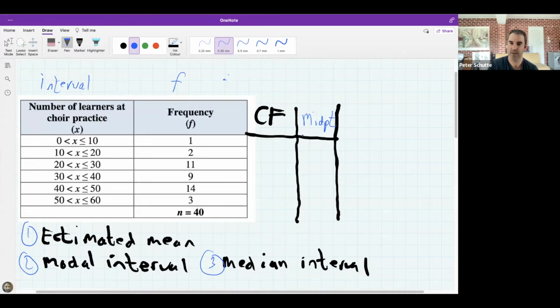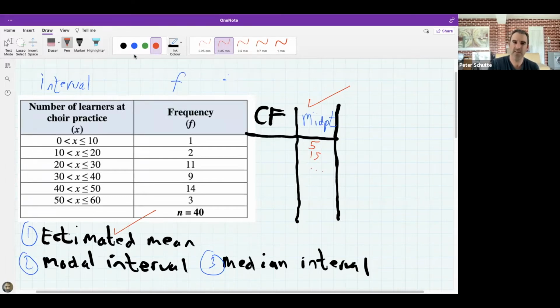Any ideas? You're absolutely right. It's the estimated mean. So calculating the midpoint is very helpful when you're doing the estimated mean. An example of finding the midpoint would just be what's halfway between 0 and 10. You just go 0 plus 10 divided by 2, and the midpoint would be 5. The second midpoint would be 15, and so on. And so that's what a lot of the last lesson was about.